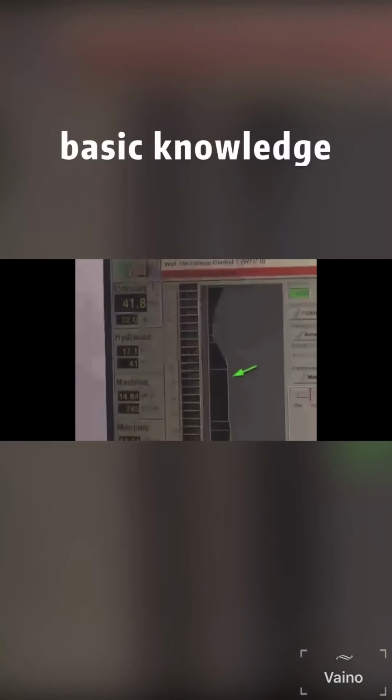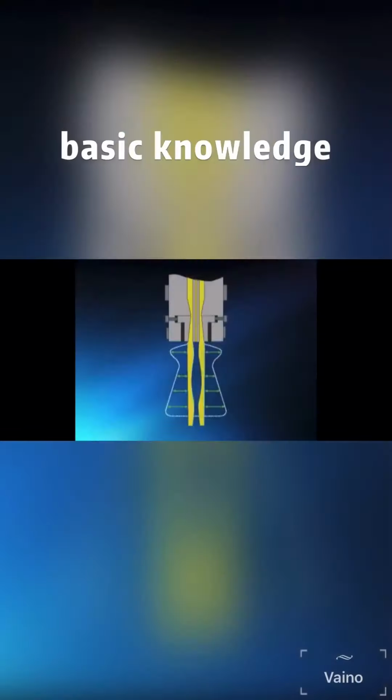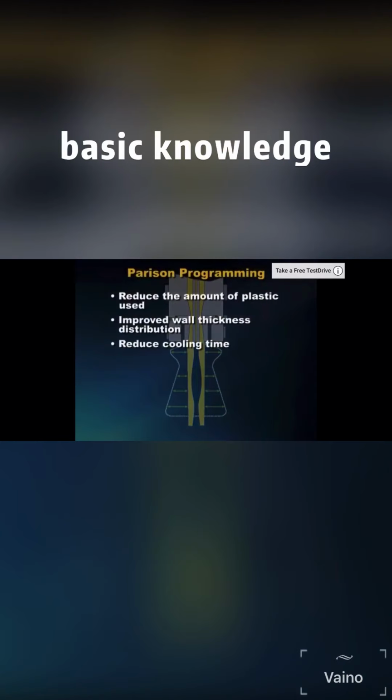Parison programming is the process of changing the parison thickness as the plastic is extruded from the die head. Programming can reduce the amount of plastic used, improve the wall thickness distribution, and reduce cooling time.